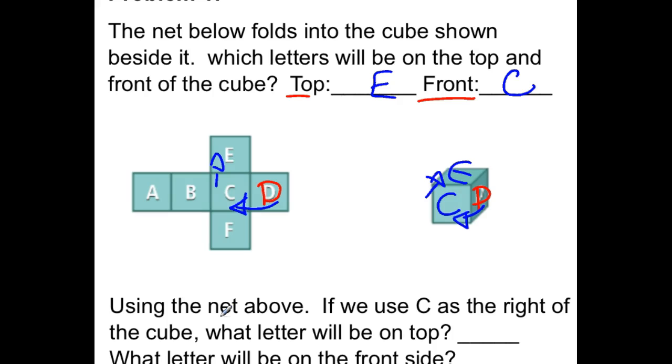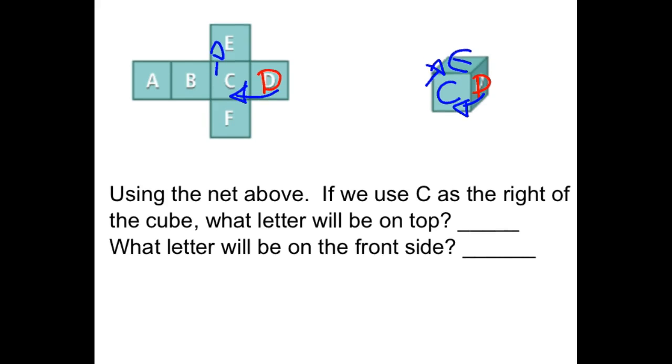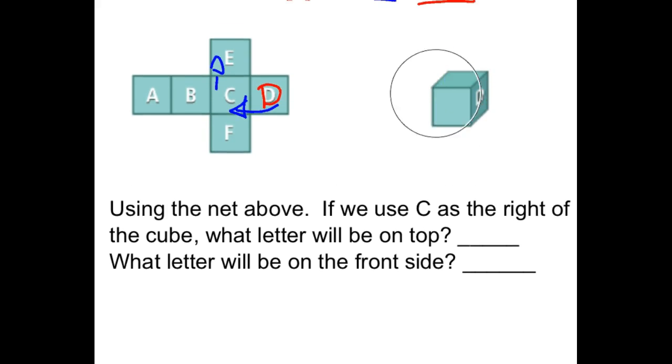All right, so this next problem uses the net and the cube above, but it's going to switch the letter that you can see on the cube a little bit. It says if we use C as the right of the cube, so instead of being a D right here, we're actually going to have a C. What letter will be on the top and what letter will be on the front? I'd like you to pause the video now and try this on your own.